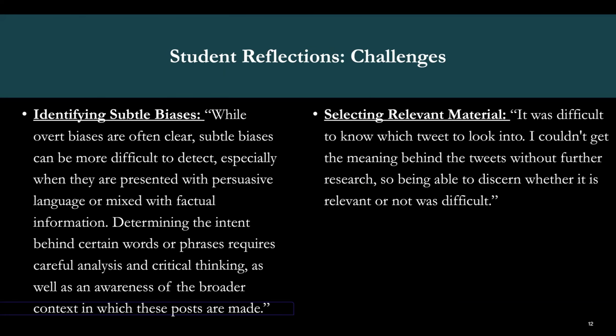Now, while this project was very successful in fostering critical thinking and rhetorical analysis, there were actually a few challenges. One of the most significant ones was the difficulty that students faced in identifying subtle biases within Trump's posts. Now, what do I mean by that? While overt biases are often easy to spot, more nuanced biases can be much harder to detect, especially when they're wrapped in persuasive language or mixed with seemingly factual information.